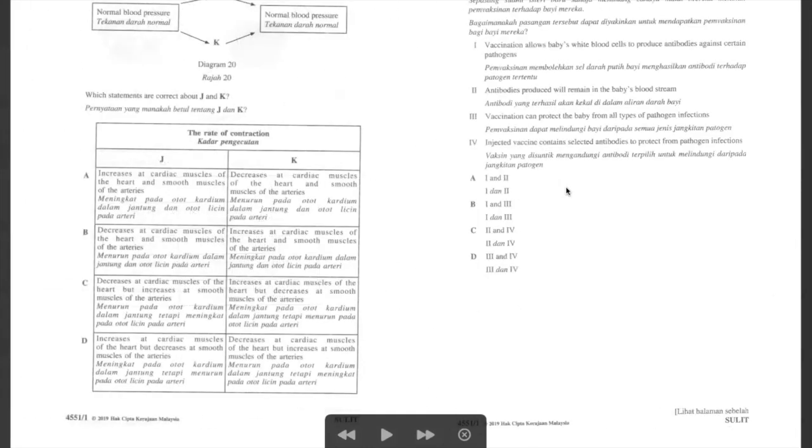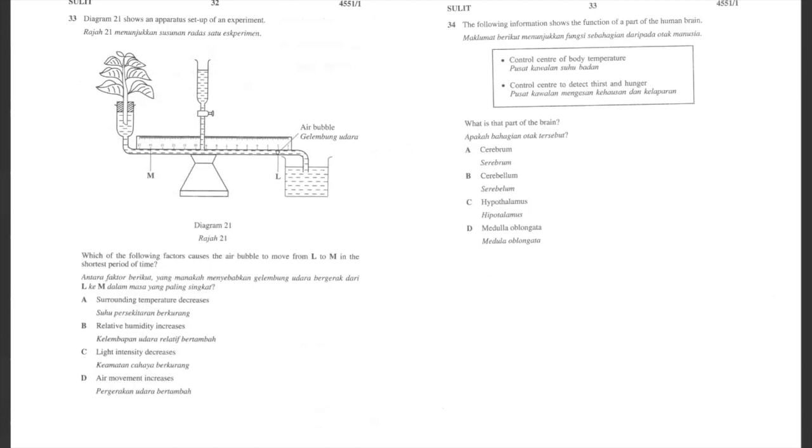Okay, so kita sambung sikit lagi. Okay, 34 ni, cikgu bagi jawapan je lah. Yang ni awak kena tahu. Okay, you have to know about this. So 34. The answer is C.